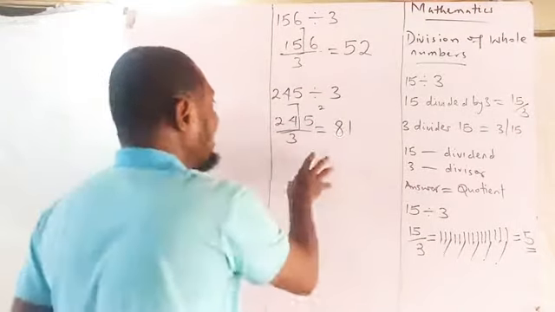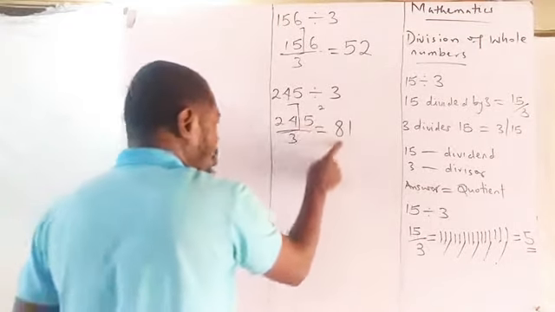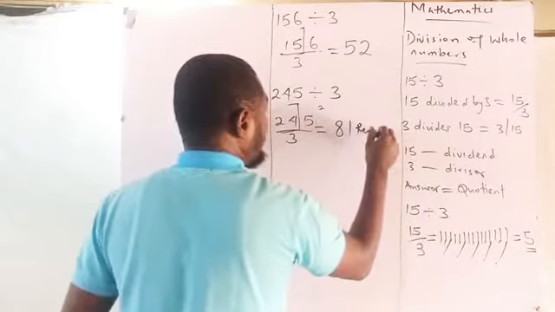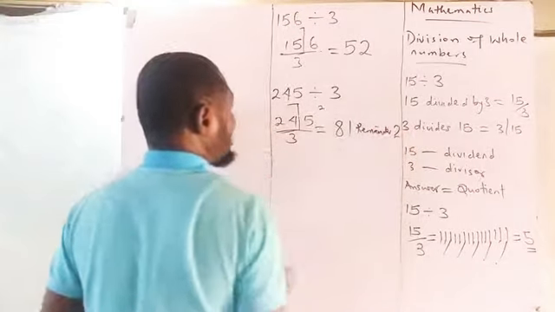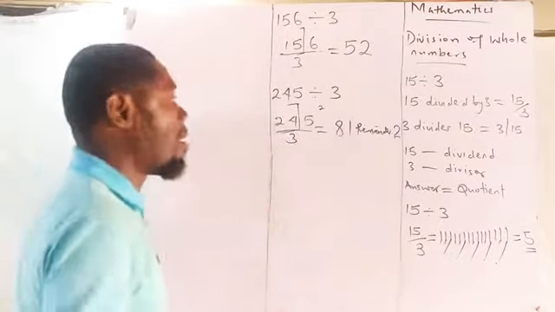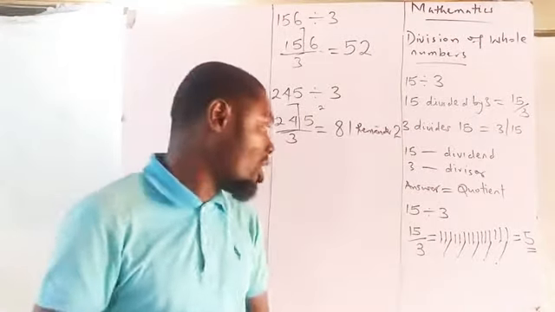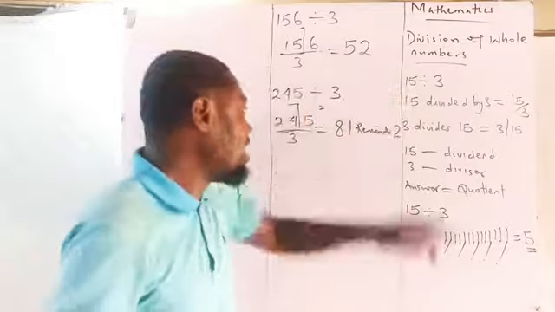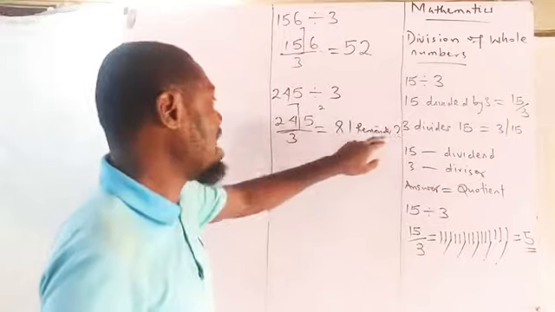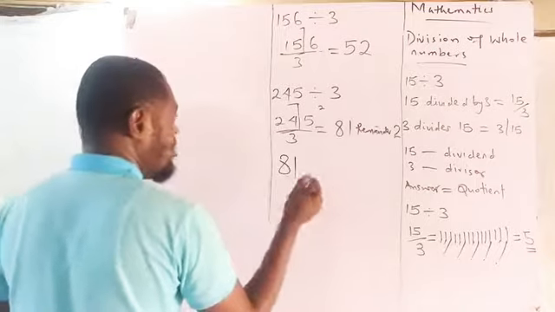Now you can put your answer properly. You said 3 in 245 is 81. Remainder 2. That is the answer you said. 81. Remainder 2. You can rewrite this answer properly now in fractional form. Remember I said sometimes your answer may be a whole number like we have here. Sometimes your answer may be fractional or decimal. Now you said your answer is 81, remainder 2. So you come down and write 81, remainder 2.